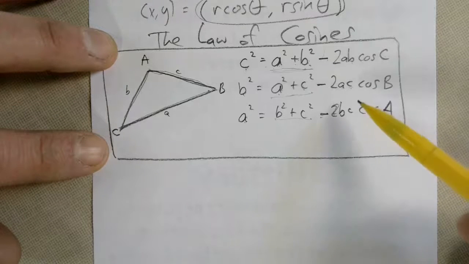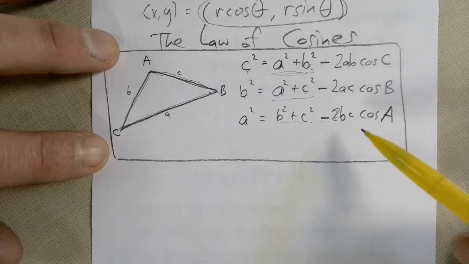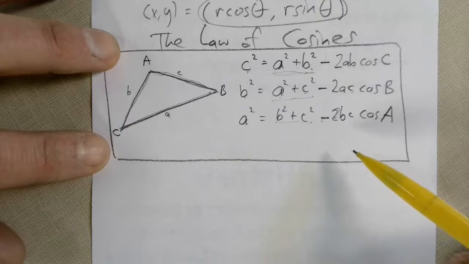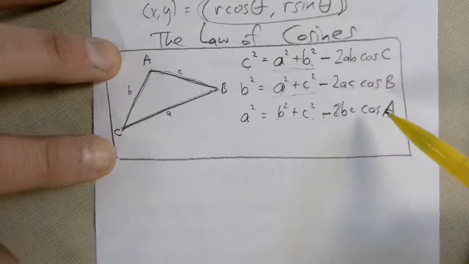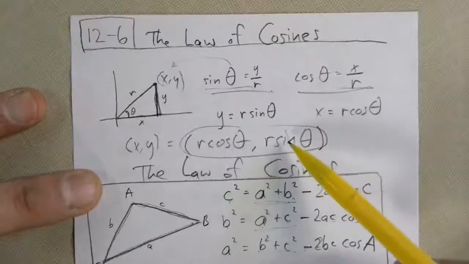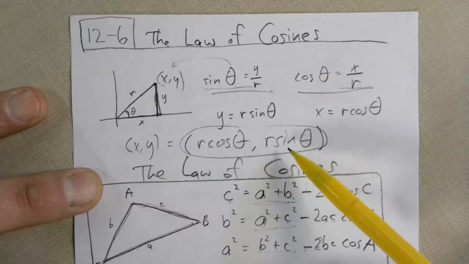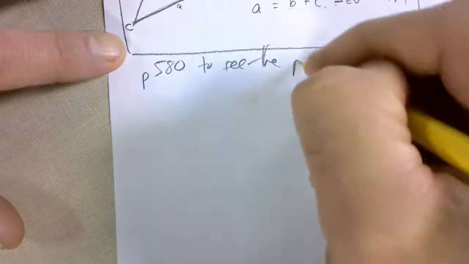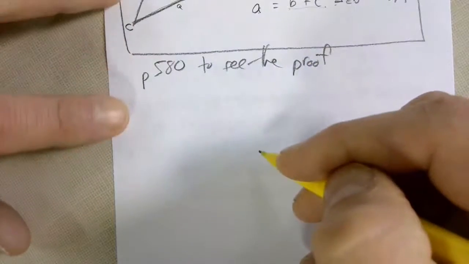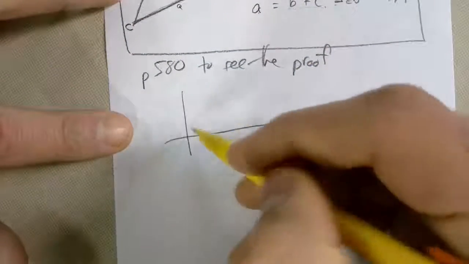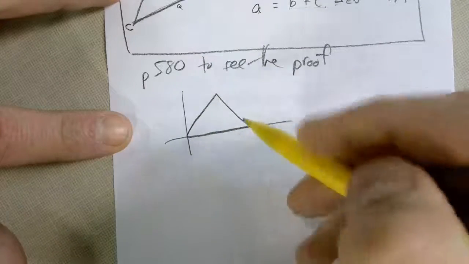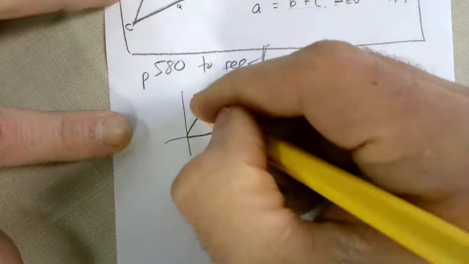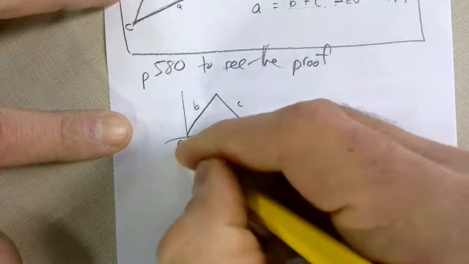I'm not going to show how to derive this, but if you look in your textbook, you can see how to prove this is true by using this substitution for xy and the distance formula. So look on page 580 to see the proof. I'll give you the brief rundown, but I'm not going to work it all the way through. The basic idea is if you take a triangle here, and this is side A, side B, and side C, this is therefore angle C.